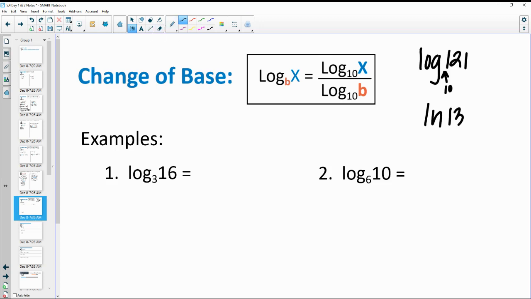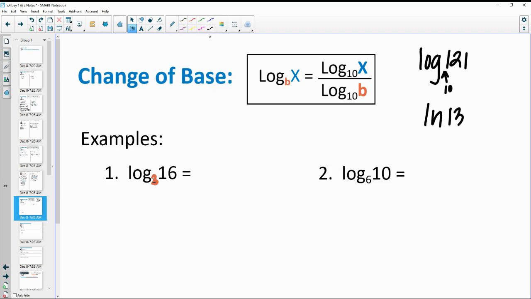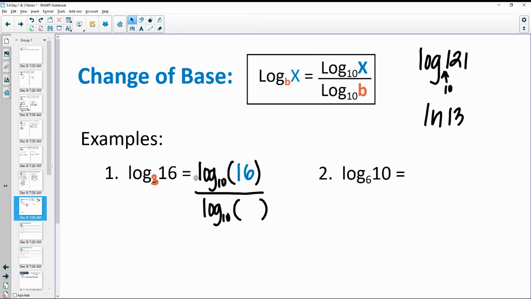So if we're wanting to do a non-base 10, we have to use this formula, which says take the log of the input. Okay, so log base 10 of your inside divided by log base 10 of your base. So let me highlight the base in this one is 3, and then that input is 16. So we're going to do the log base 10, so a common log of the input divided by the common log of the base. So log base 10 of 16 divided by log base 10 of 3. You would type that into your calculator and then get your answer.